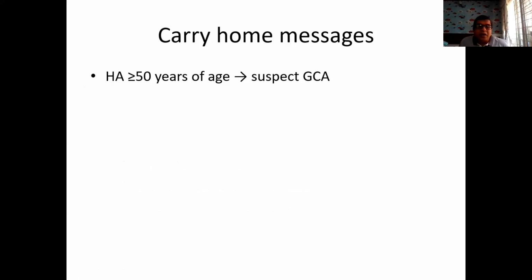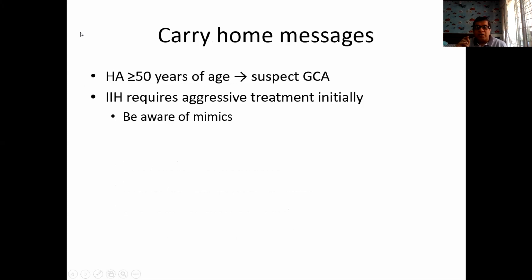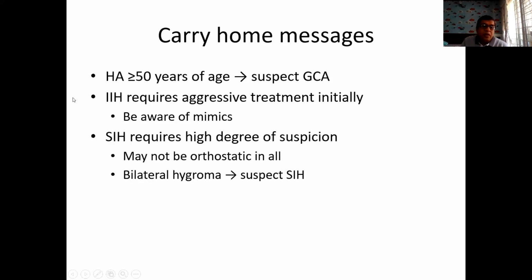I'm already at 10:30. So, carry-home messages about secondary headaches. Headache which starts after the age of 50, suspect giant cell arteritis. IIH always requires aggressive treatment initially. So maybe you can give weight loss, acetazolamide in high doses, then salt reduction, etc. Maybe some patients may require surgery. And always remember mimics like dural AV fistula, or maybe even chronic venous sinus thrombosis, etc.